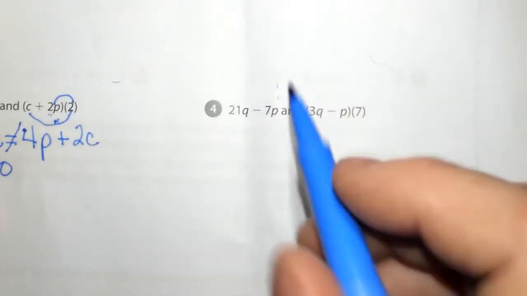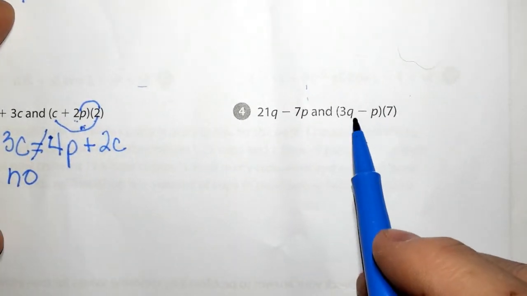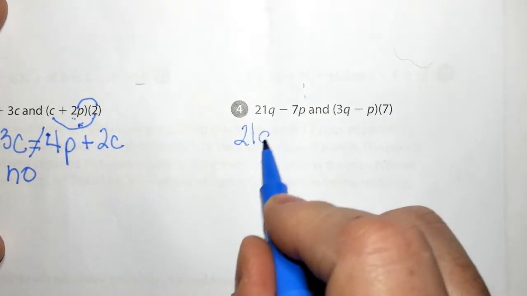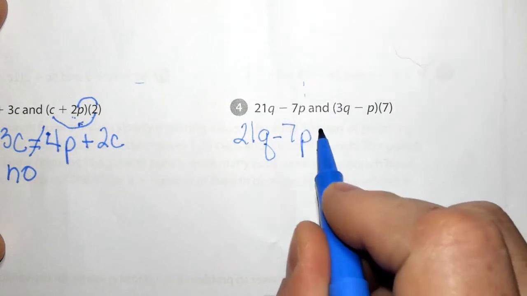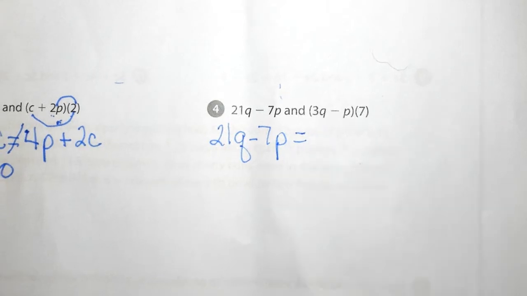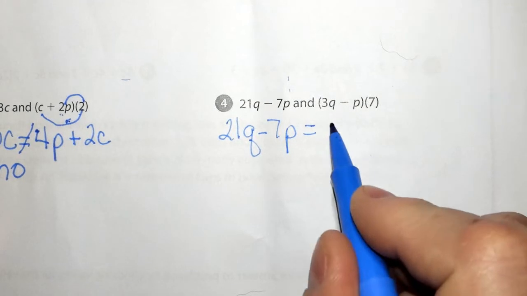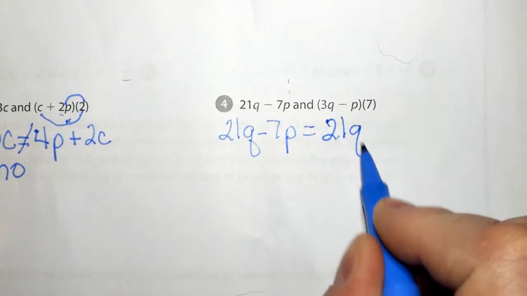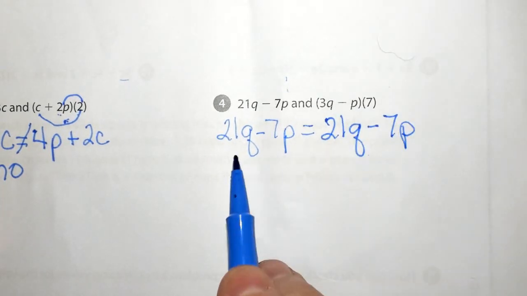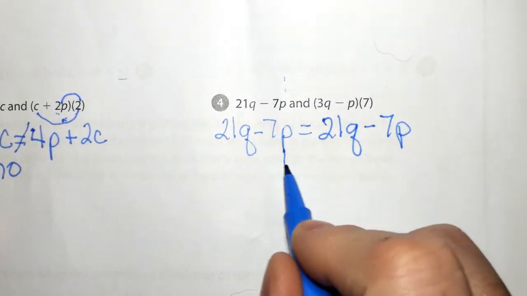Okay, number 4. We have 21q minus 7p, and then we have 3q minus p, all of that times 7. So I'm going to rewrite this. And we're going to see if that is equal to this. So 7 times 3q would be 21q, and then 7 times p would be 7p. And yes, we do have the same thing. We have a 21q and we have a 7p. So those are equal.